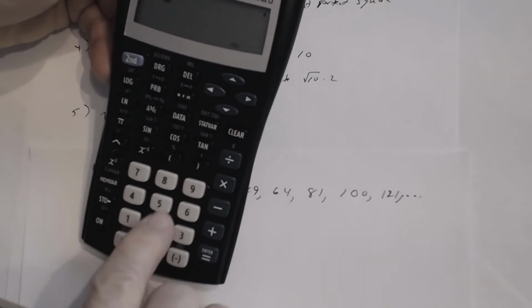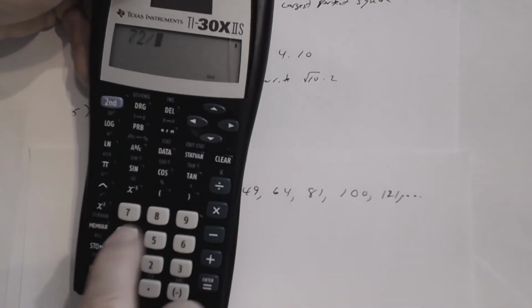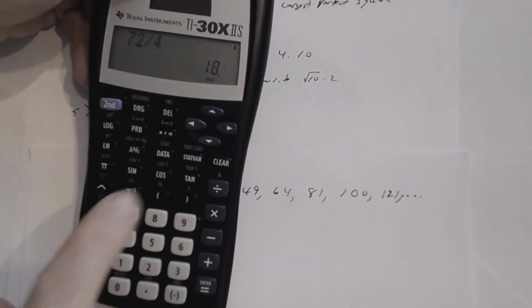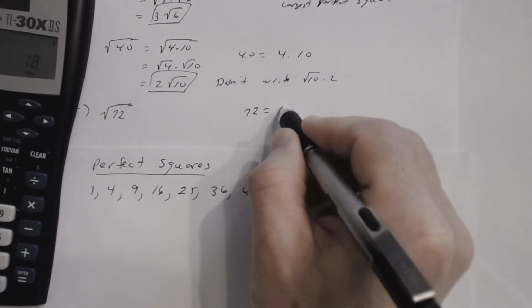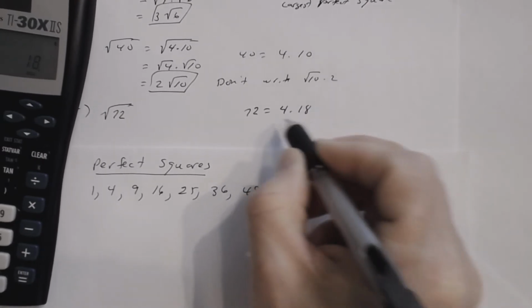So I'm going to say 72 divided by 4. And I get 18. So it does, right? So I know this. Now listen carefully. I know 72 is 4 times 18.